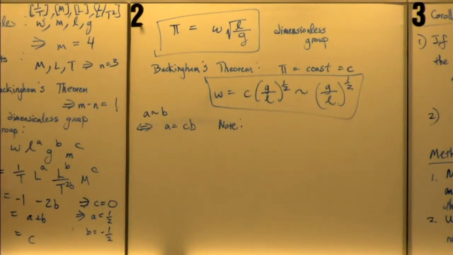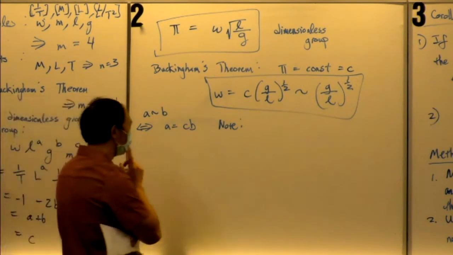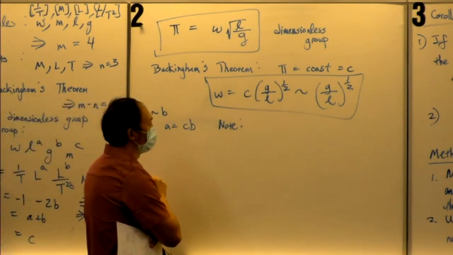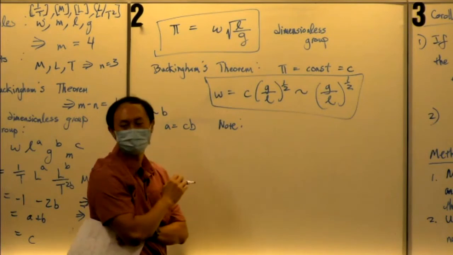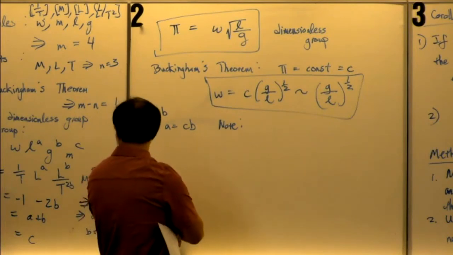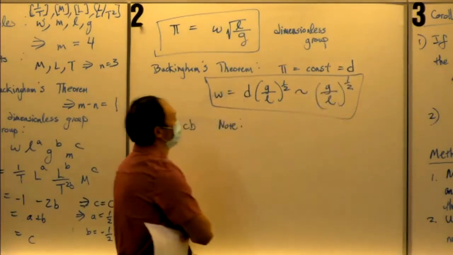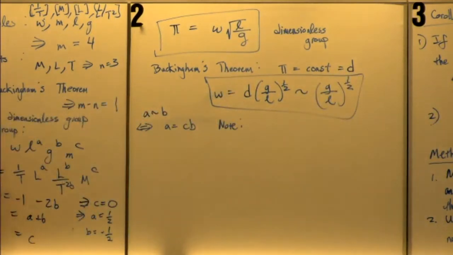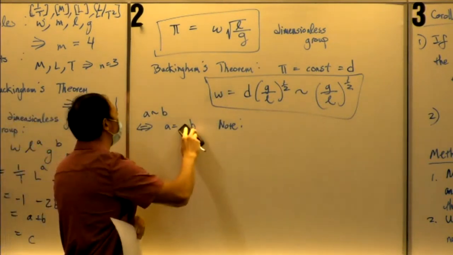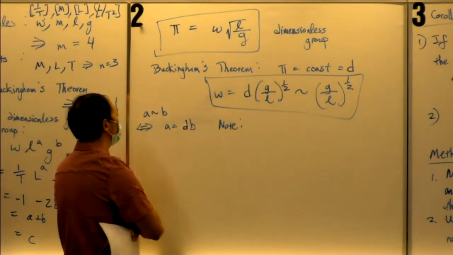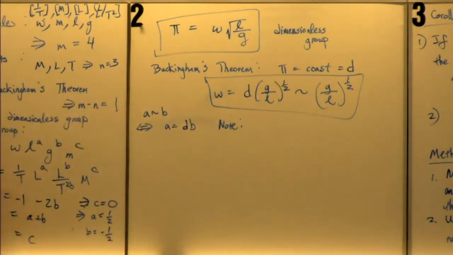Is that the c from before? No, it's a different c. It's just an arbitrary constant. I'll call it D. It doesn't really matter, but this is an arbitrary constant. It just means there's some constant that I've got to figure out.